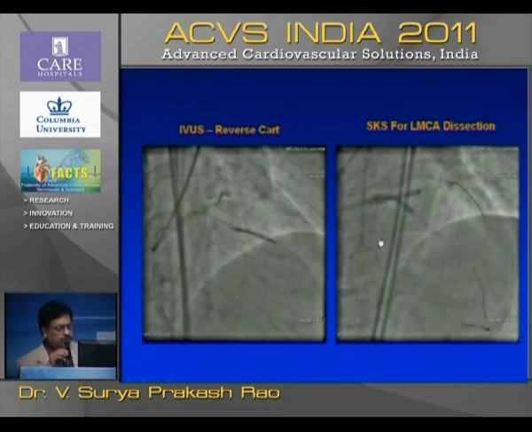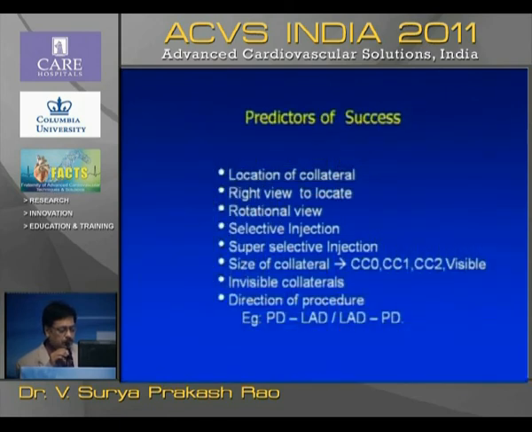So predictors of success depend upon the location of the collateral, and use the rotational views. You can limit the contrast. Super selective injection, Dr. Sarchandra has suggested that. And sometimes you can try with the individual collaterals also, but the success rate is less.